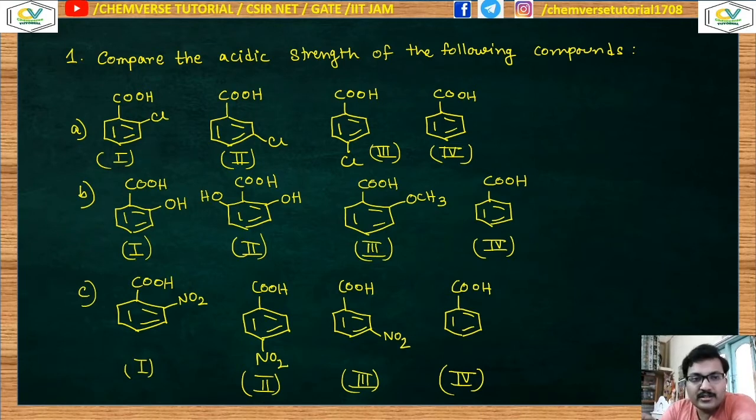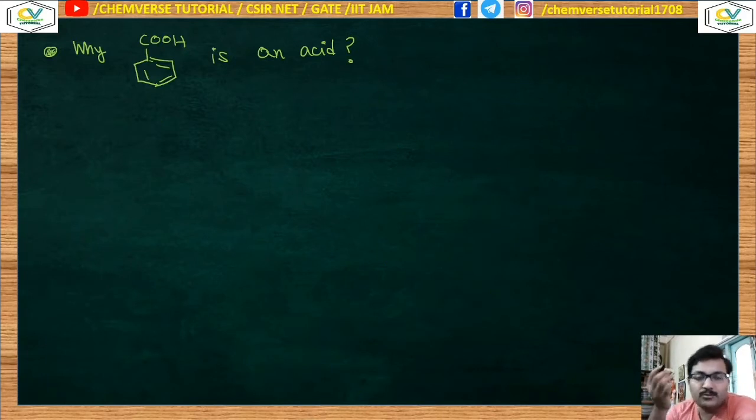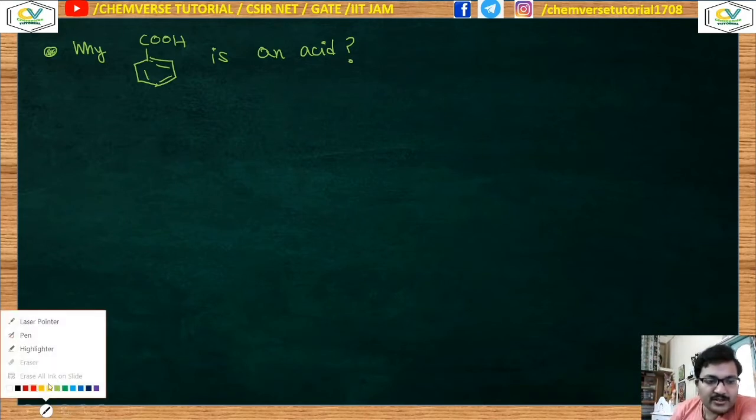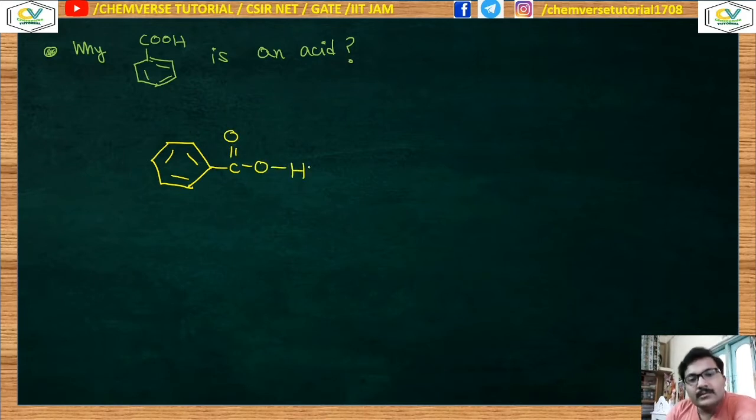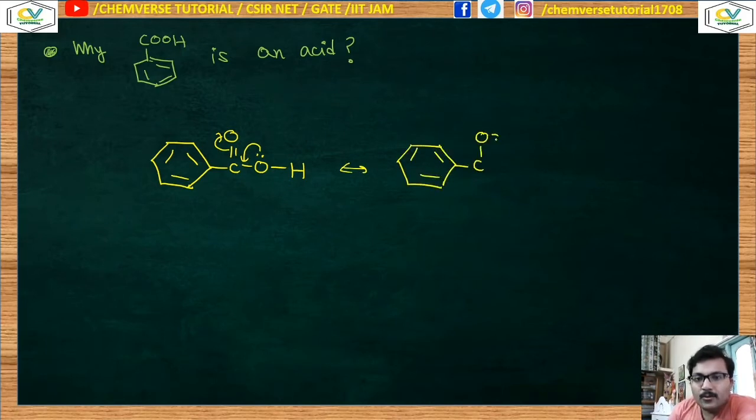So before starting the question solving approach, let's move on to this question: why does benzoic acid behave as an acid? If you draw the structure of benzoic acid, it will be something like this. Over here there will be OH. So what kind of resonance can occur in this case? This can come here to produce something like this. There will be O minus, double bonded OH, and plus.